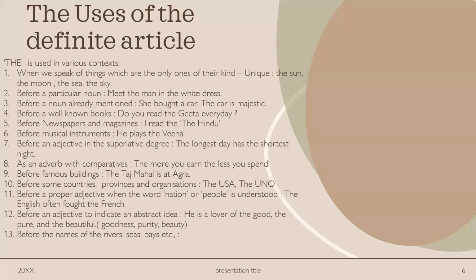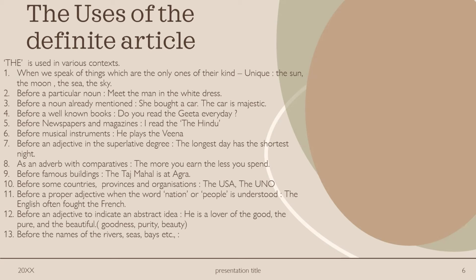Before musical instruments: he plays the veena, he plays the drums very well. Before an adjective in the superlative degree, you know the superlative degree, right? The longest day has the shortest night. Longest and shortest are in the superlative degree, and before that you use 'the'. As an adverb with comparatives, that is, the more you earn, the less you spend. The more effort you put, the more success you achieve. In such adverbs with comparatives, you use 'the'.